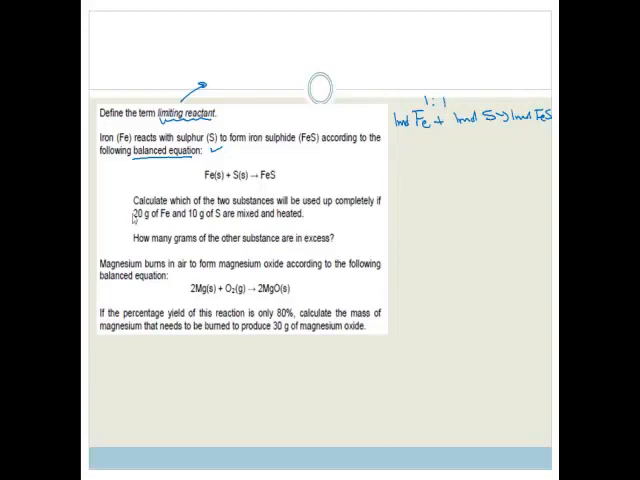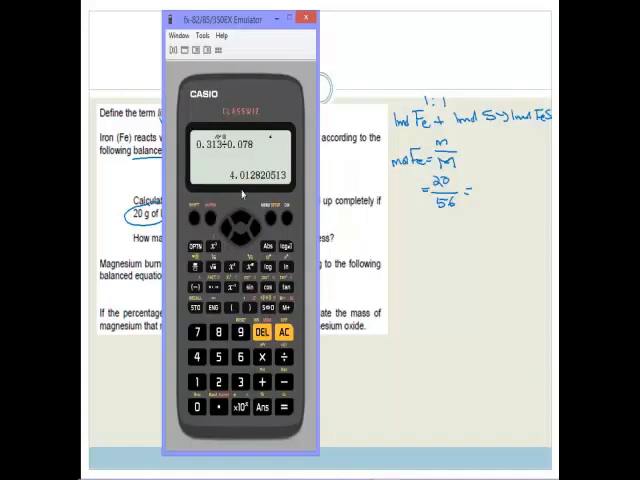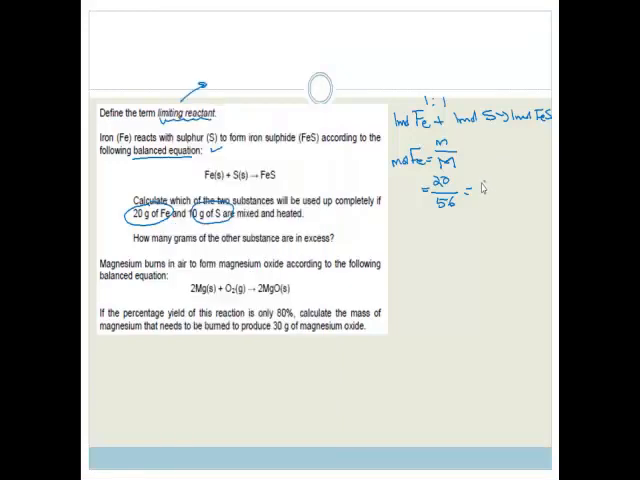So what we need to do is find out how many moles we've actually been given of this. So the number of moles of Fe equals the mass over the molar mass, and the mass we've been given is 20. If you look on the periodic table, the molar mass of Fe is 56. So we can pop that in our calculators, and we can say 20 divided by 56 equals 0.36. So that's the amount of moles being given of the iron.